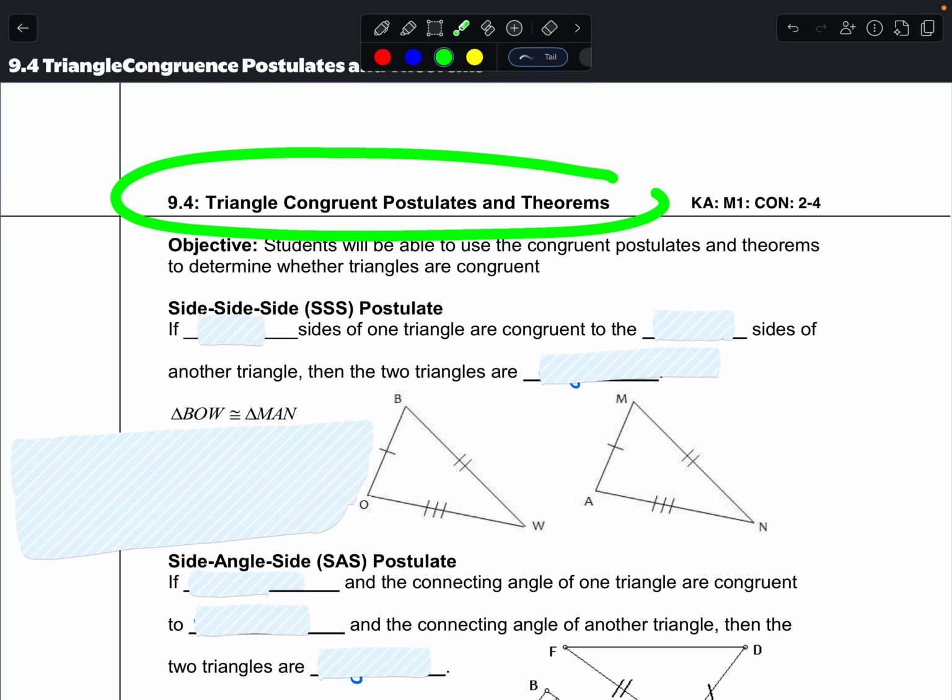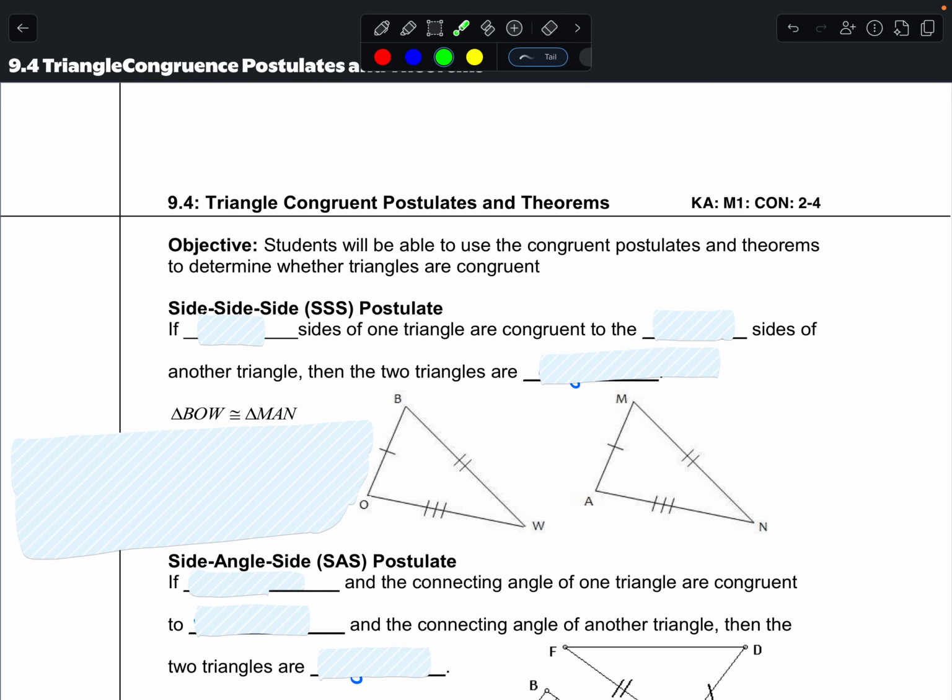Lesson 9.4 is about triangle congruence postulates and theorems. A postulate is a math statement that we accept to be true without proof. A theorem is a math statement that we accept to be true because it can be proven using postulates.